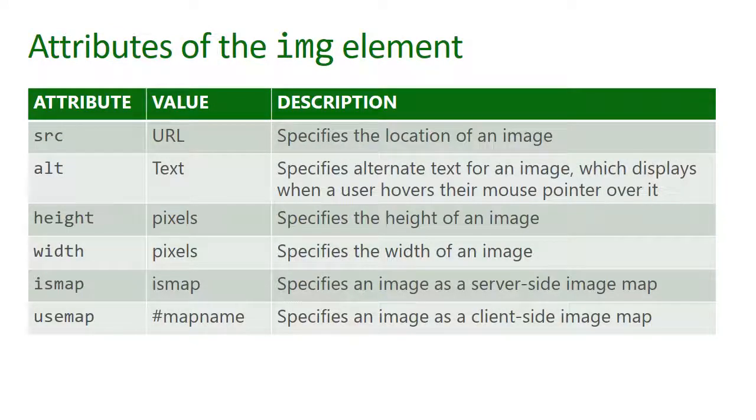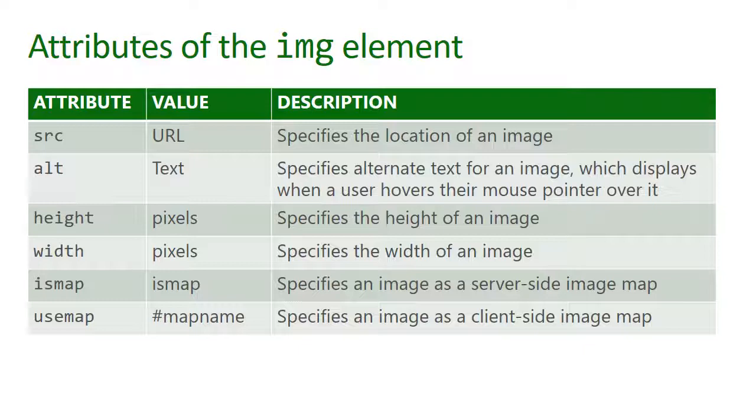Let's have a look at the attributes of the image element. Okay, so src, the value of that would be a URL, which would specify the location of the file. Alt, the value of that would be text of some sort and would specify alternative text for the image, which displays when a user hovers their mouse pointer over it. Height would be in pixels, okay, so a number of pixels, which would specify the height of an image, and width similarly also in pixels to specify the width.